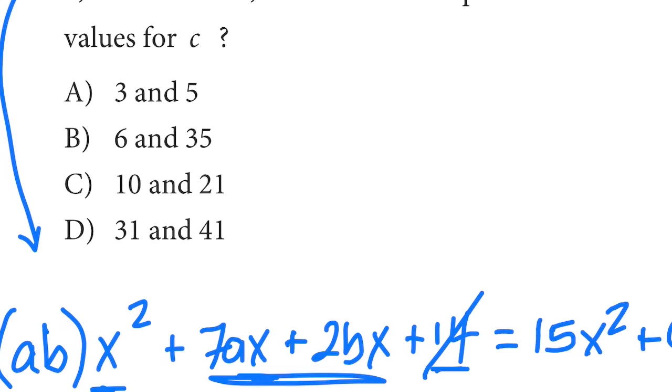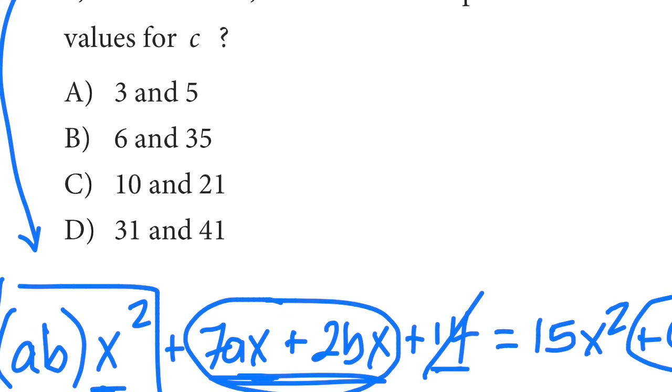If I subtract 14 from both sides, those cancel out. And then if I just set the different pieces equal to each other, I'll use some shapes here for this. So, whoops, I don't want to make that look like a negative. It is a positive cx. And then here, let's set these corresponding terms equal to one another. So here, if I have ab times x squared equals 15x squared, and then I have 7ax plus 2bx equals cx. Now I have some things that look a little more manageable.